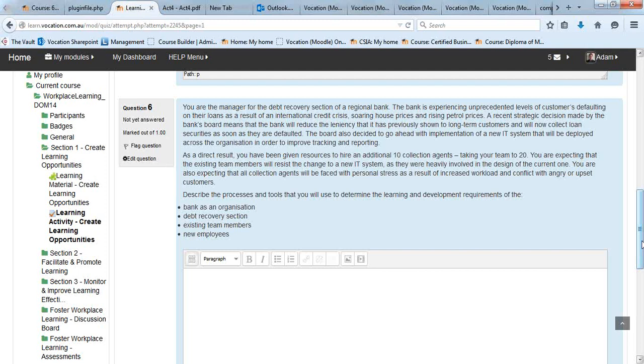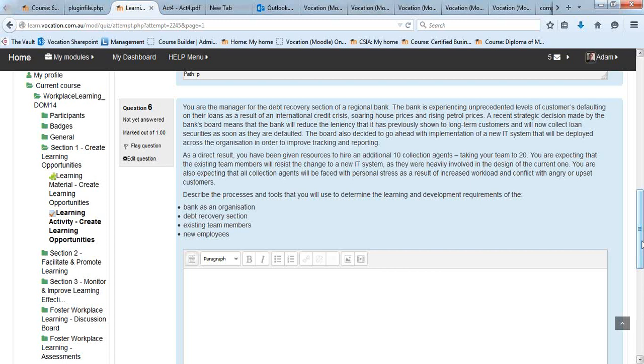This is question 6. You are the manager for a debt recovery section of a regional bank. The bank is experiencing unprecedented levels of customers defaulting on their loans as a result of the international credit crisis, soaring house prices and rising petrol prices.